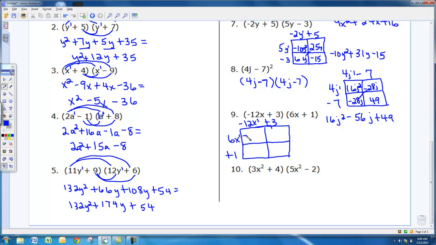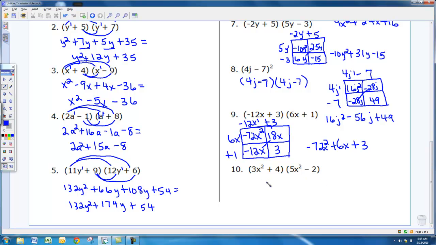6 times negative 12, negative 72. X times x, add your exponents, gives us x squared. 6x times 3 is 18x. Negative 12x times 1, negative 12x. 1 times 3 is 3. Add like terms. Negative 12x plus 18x is 6x. And bring the other terms into your answer. It's positive 6x and positive 3. Okay.